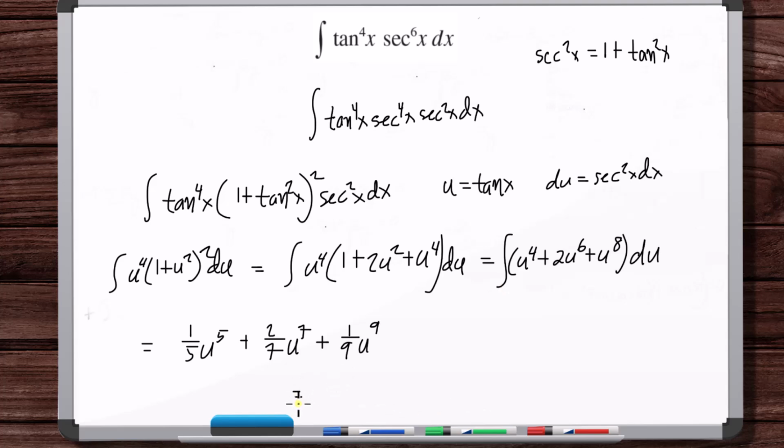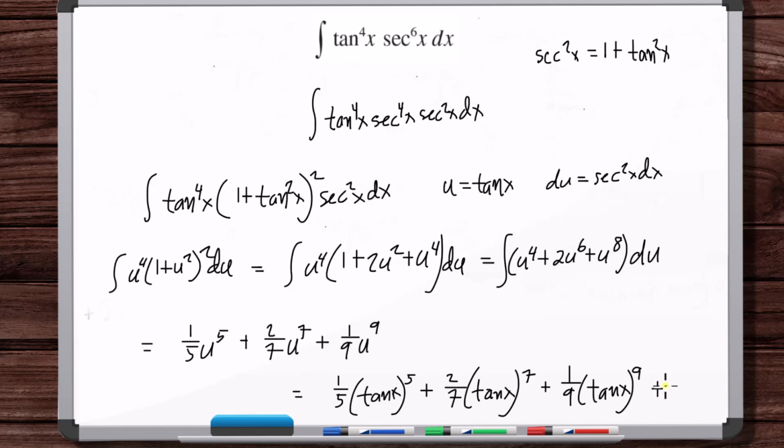And there we go. Now we just substitute the tangent back in. So 1/5 tangent x to the fifth power plus 2/7 tangent x to the seventh power plus 1/9 tangent x to the ninth power, plus c.